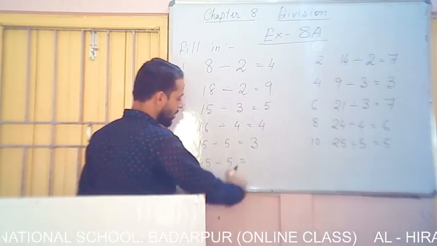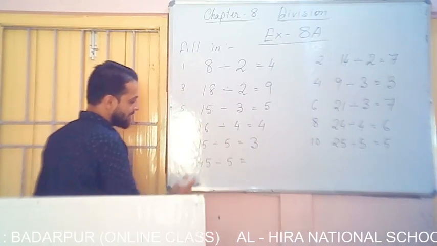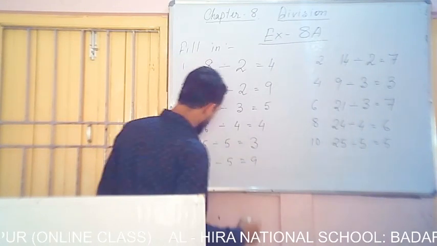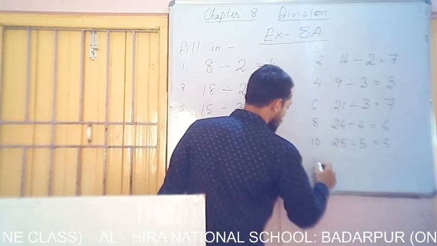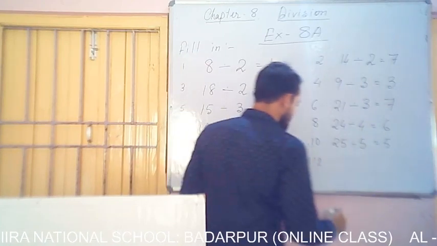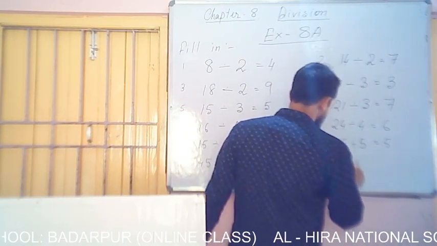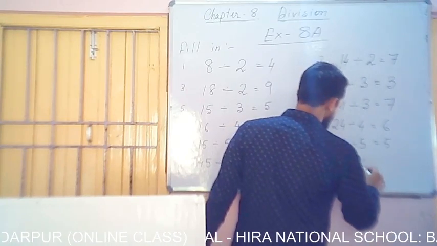Okay, so here we are going to follow which table? 5 multiplication table. So 5 9s are 45. Now question number 12. Question number 12 is 24 divided by 6.